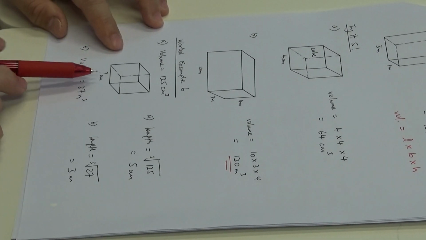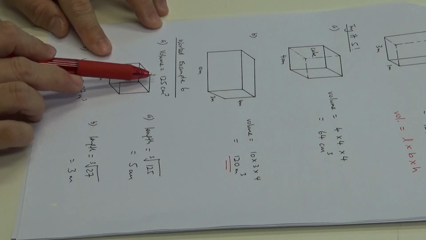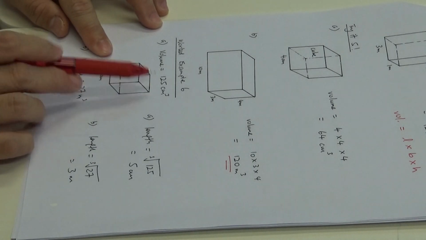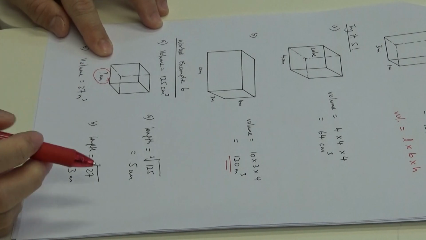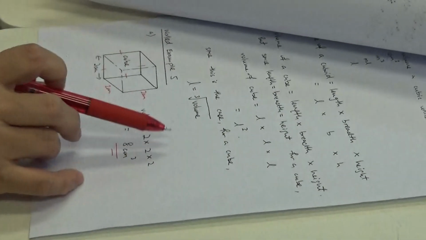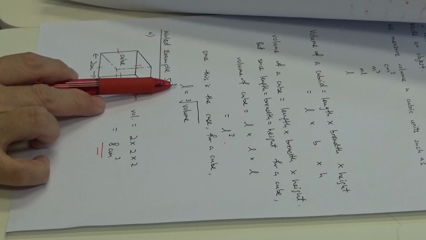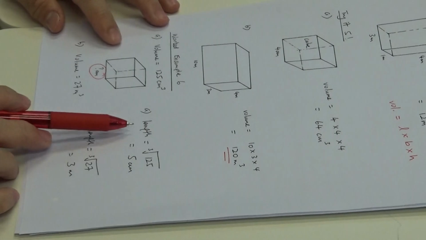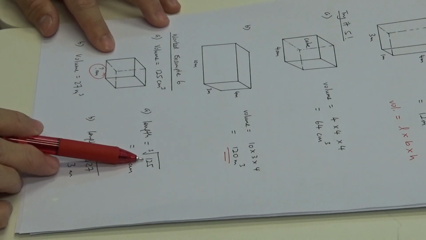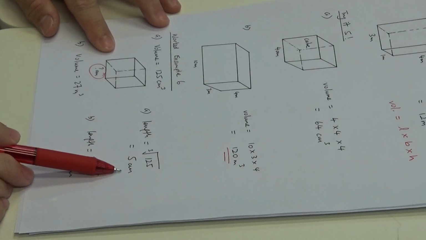Now for work example 6, we are doing it the other way round. Now they give us a cube in part A and tell us that it's 125 cm cube. We want to find the length of one side. Now remember the formula that I've given you just now. Volume, when you take cube root, you will get the length of the cube. So to get the length of the cube, I take cube root of 125, which is 5 cm.